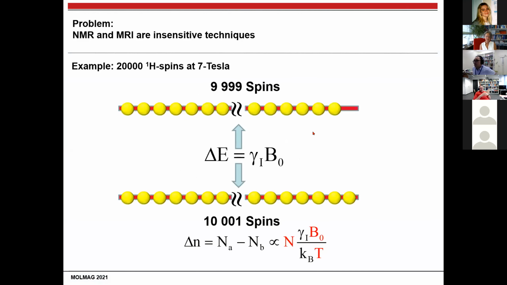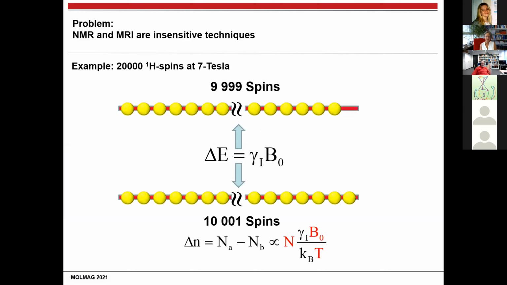The basic principle of NMR was already discussed today. The thing is, NMR is just extremely insensitive. When you have 20,000 spins, protons, which are the more sensitive normal NMR nuclei, and a field of 7 Tesla, then about 9,999 spins are on the upper level and 10,001 on the lower level. Unfortunately, you're doing NMR only with this very tiny difference of 2 spins. All the rest is wasted.